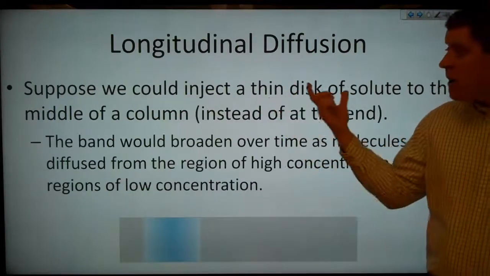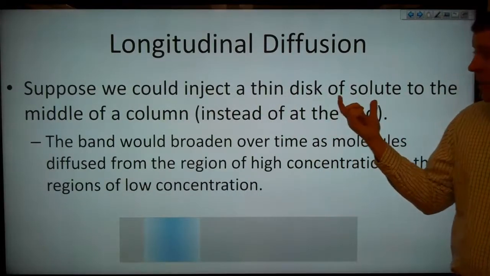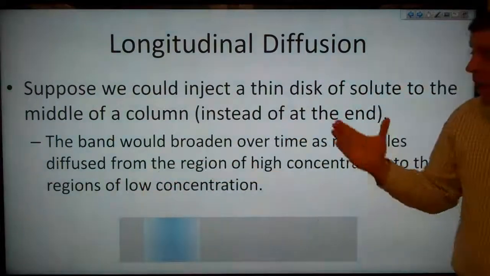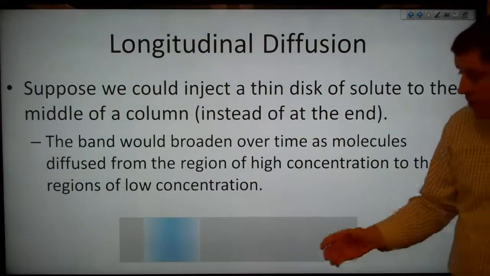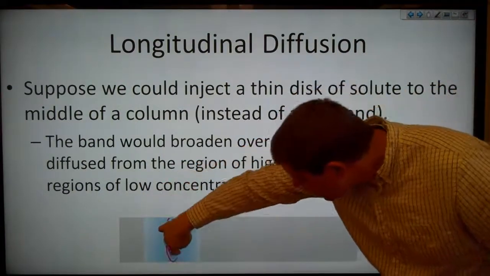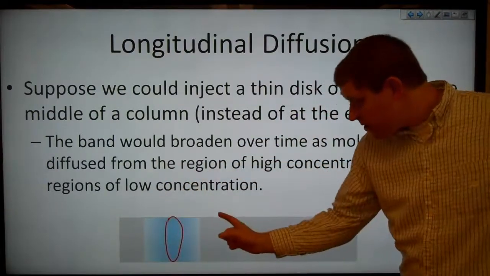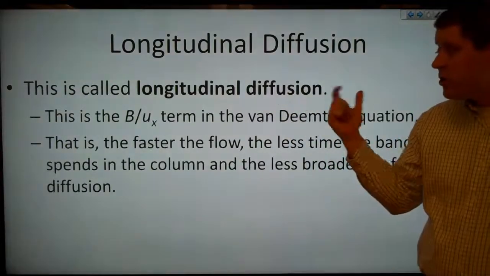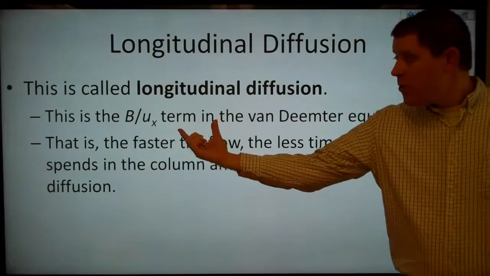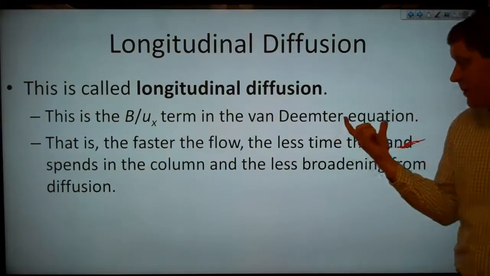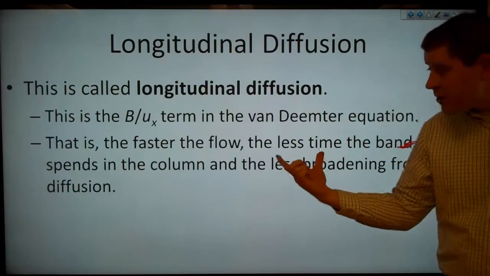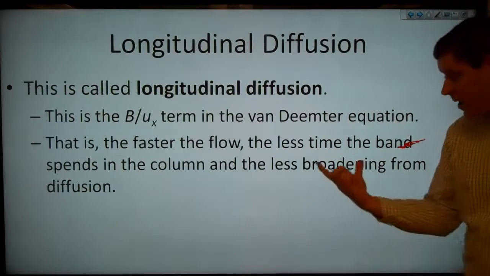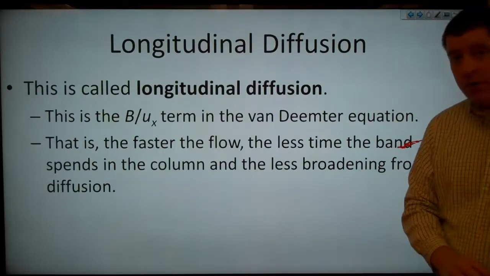So suppose that we could inject a thin disk of solute in the middle of the column, here, instead of at one end. The band would broaden over time as molecules diffuse from the region of high concentration to regions of lower concentration over on each side. And this is called longitudinal diffusion. This is that B over u sub x term in the Van Deemter equation. And that is, the faster the flow, the less time that band spends in the column, and thus the less broadening from diffusion will occur.